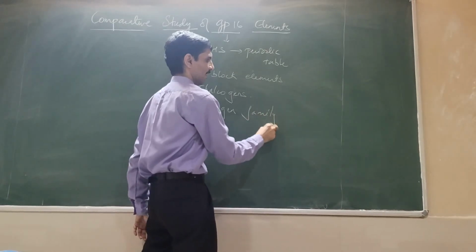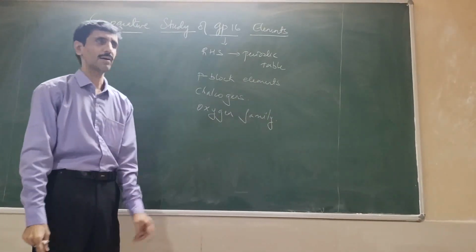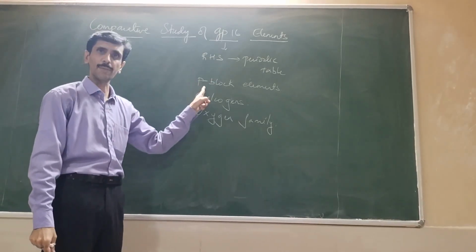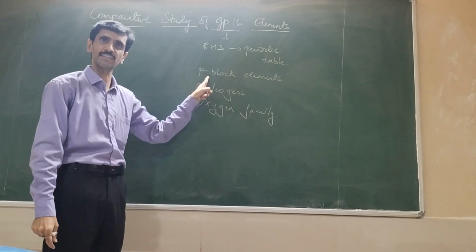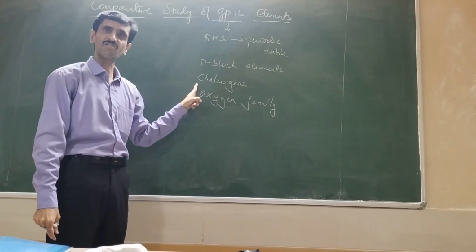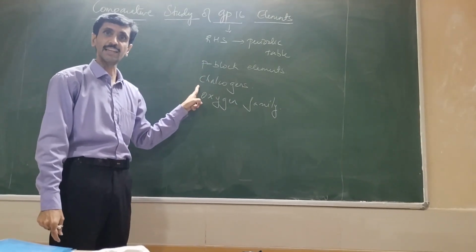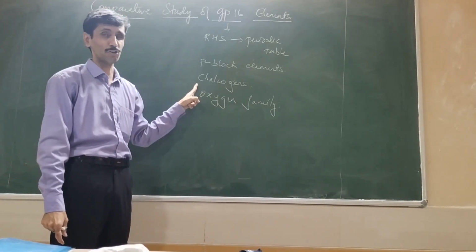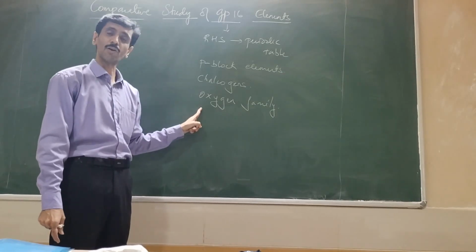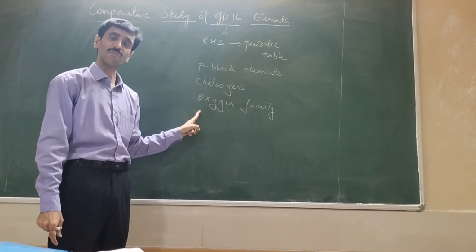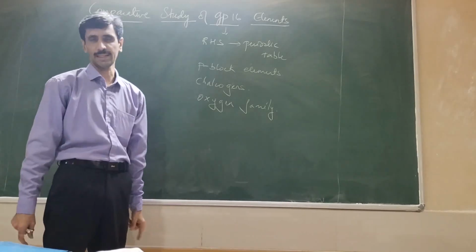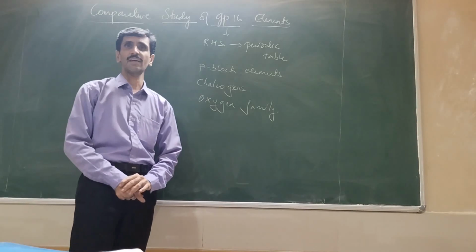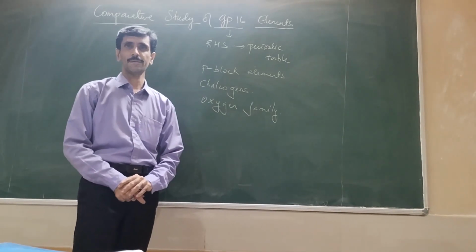Alright, so these are the 4 points that you need to remember. Number 1, they occupy the right hand side of the periodic table. Next is, they are p block elements because the last electron enters into the p orbital. They exist along with the metals in the form of ores in the Earth's crust, and therefore they are called as chalcogens. And because the first element is oxygen, we also call it the oxygen family. Alright, so this is the introduction of group 16 elements. I hope you have understood up to this.